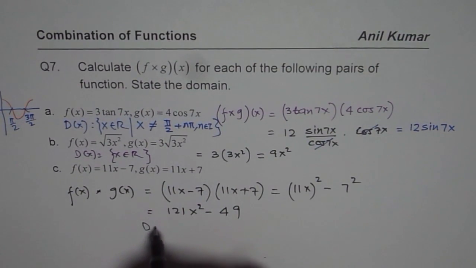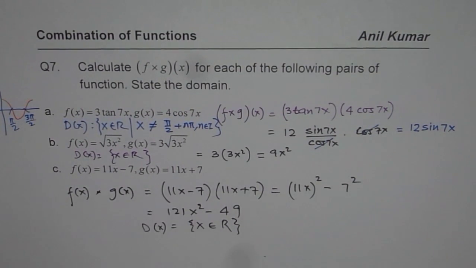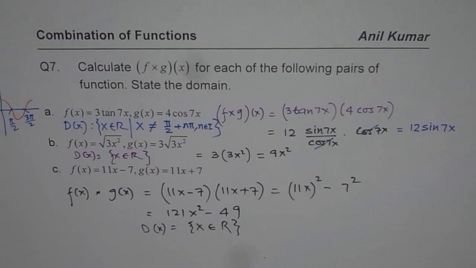And the domain you should mention, don't forget that part: x belongs to real numbers. Both are straight lines, and when you multiply them you get a parabola. There are no restrictions at all. So remember to answer the question completely. That is the key thing here.